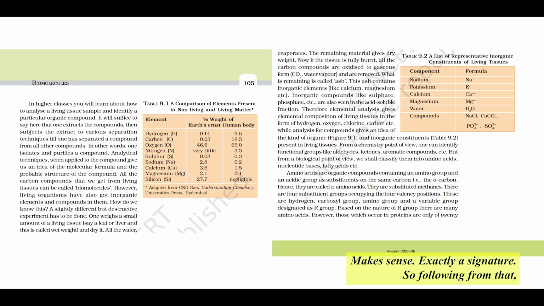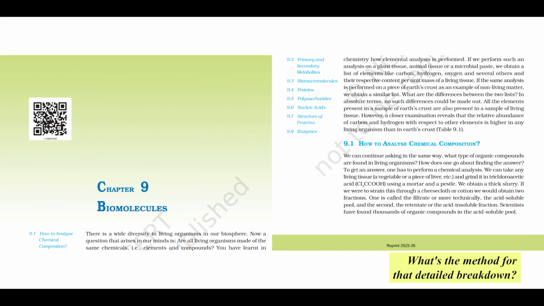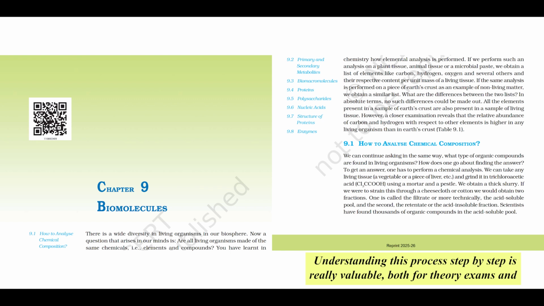So following from that, how do scientists go from just knowing the elements to identifying the specific organic compounds, like the actual molecules present in tissues? What's the method for that detailed breakdown? Excellent question. And that leads us straight into the analytical techniques. Understanding this process step by step is really valuable, both for theory exams and practicals you might encounter.